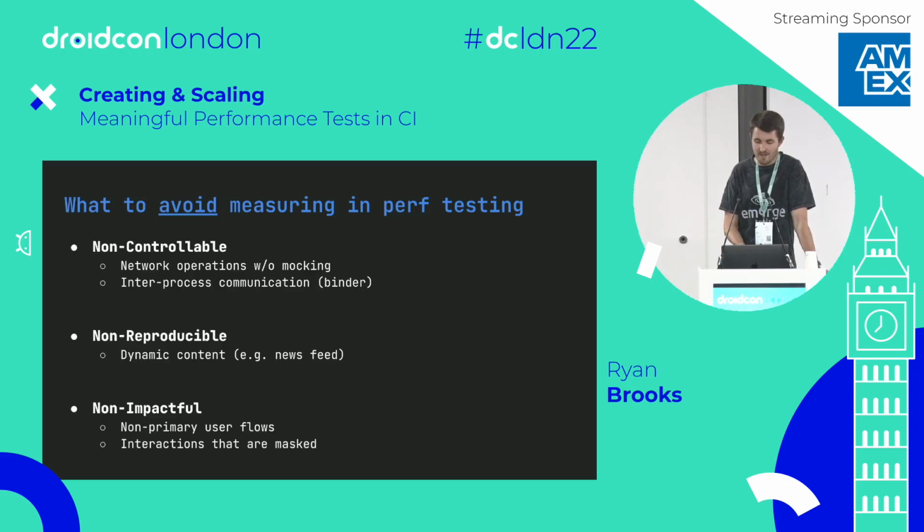Examples of things that might not be impactful are usually driven by the specific app itself, but an easy classifier are things that aren't primary user flows or primary interaction, where performance might also be masked by some other thing that's going on the screen at any given time.